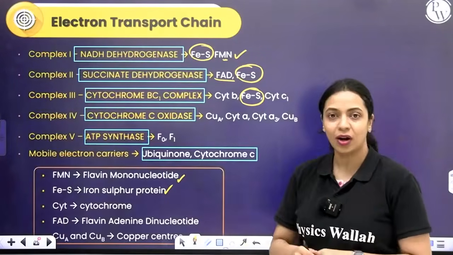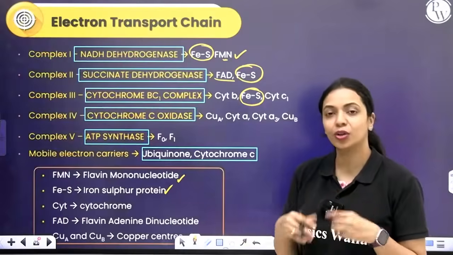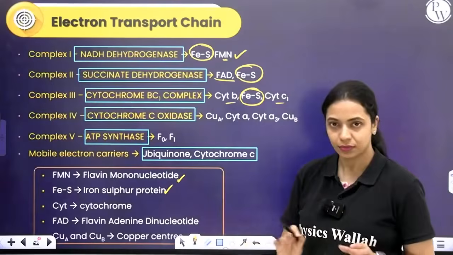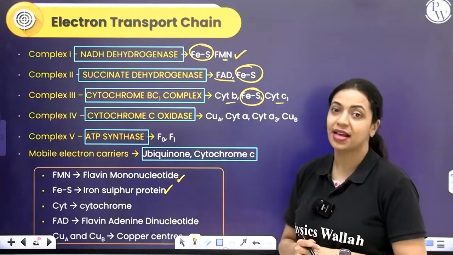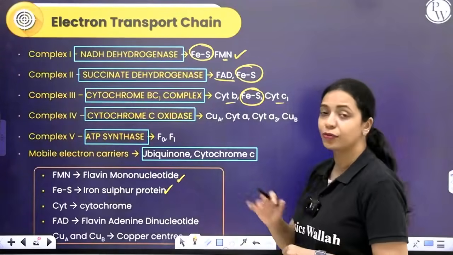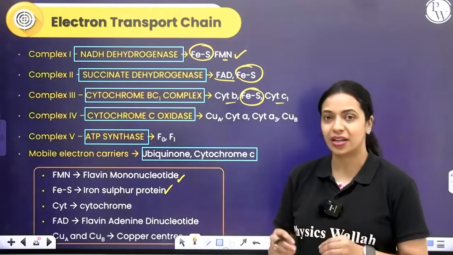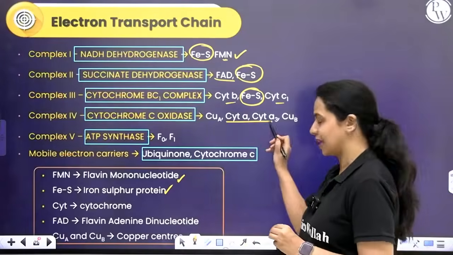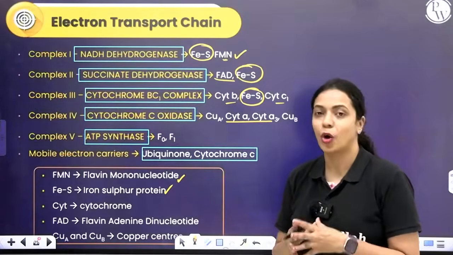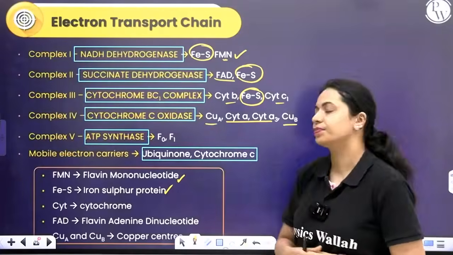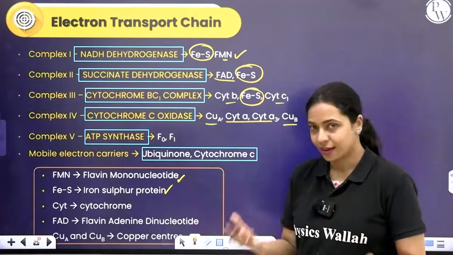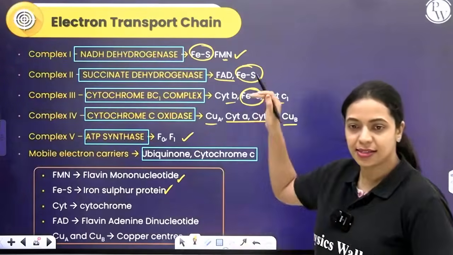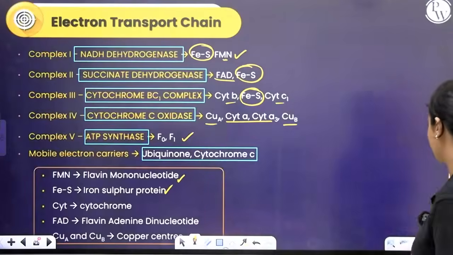What is the complex called? Cytochrome bc1. So in addition to iron sulfur protein, you will have cytochrome b and cytochrome c1. Fourth complex is cytochrome c oxidase. In the fourth complex, you will have cytochromes as well as some copper centers. You have 2 cytochromes, cytochrome a and cytochrome a3. Along with that, you will have copper center A and copper center B. In ATP synthase, similar to photosynthesis, you will have F0 and F1. I hope you remember this easily. Next, we will move on.